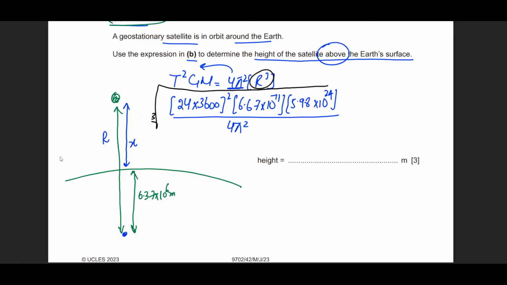So when you're successfully done with this as r cube, after taking the cube root, you will get an answer of 4.22 into 10 raised to the power 7 meters. Remember, this is from the center of the Earth up to this point.